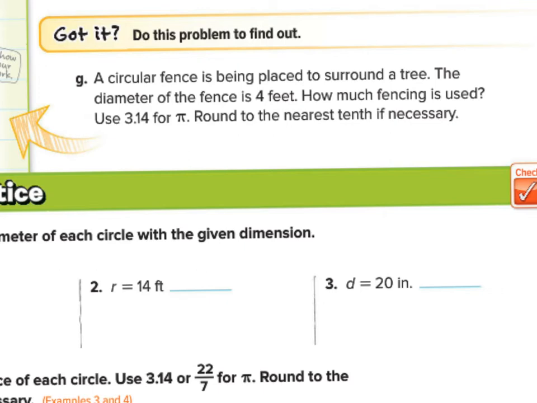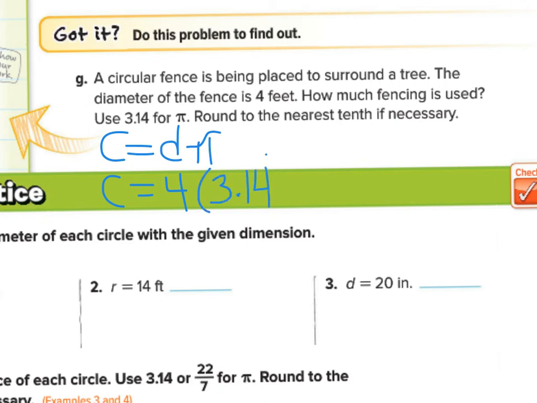And finally, our last question. A circular fence is being placed to surround a tree. Okay, so we're going to build a nice little circular fence around a tree. The diameter of the fence, the distance across, is 4 feet. How much fencing is used? Use 3.14 for pi. Round to the nearest tenth if necessary. Okay, we're trying to find the circumference, right, everybody? So circumference equals diameter times pi, right? Circumference equals, our diameter is 4 times 3.14.